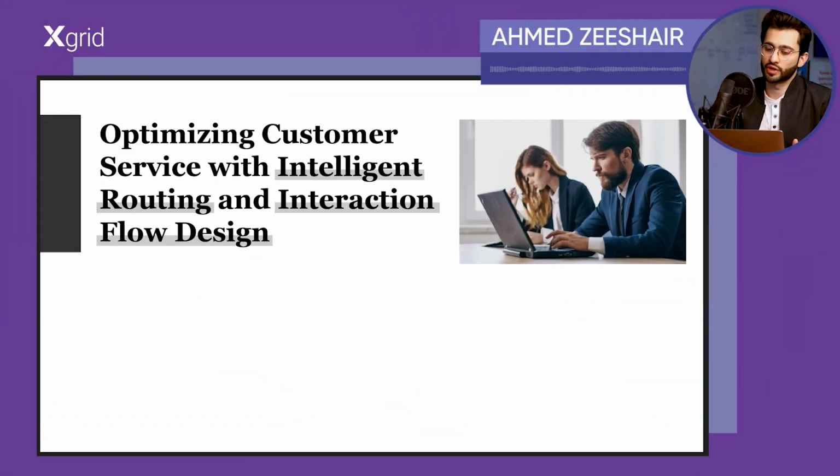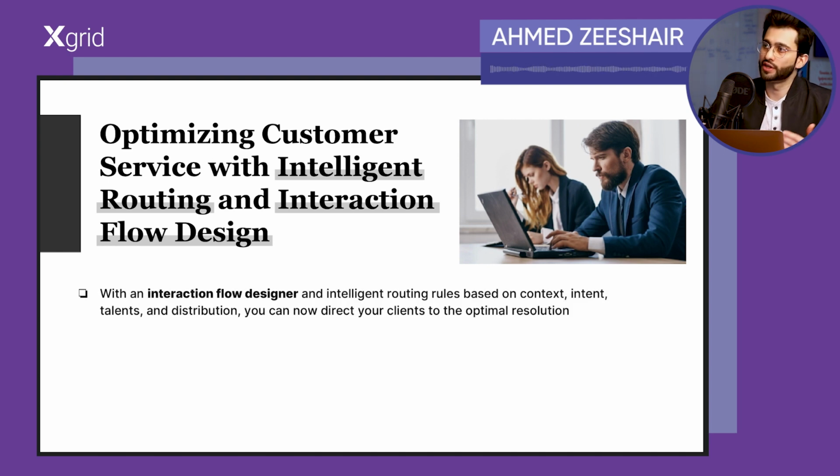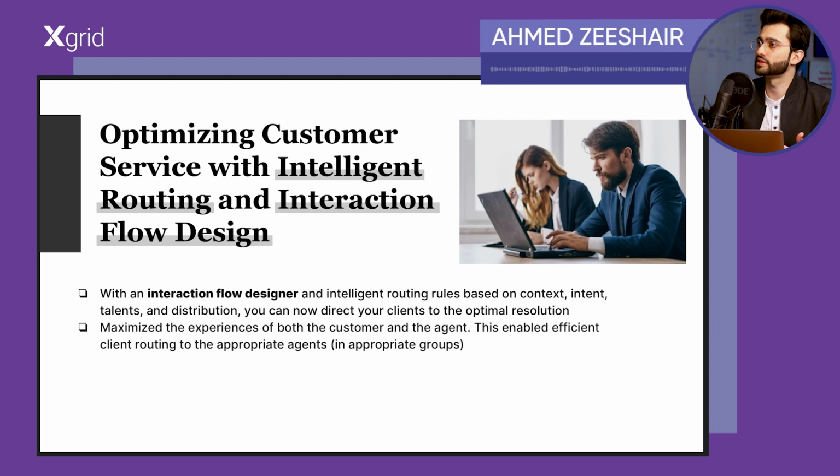Coming to the positive outcomes, there were many positive outcomes of implementing Omni-Channel case routing for our clients. So let's look at the main ones. With an interaction flow designer and intelligent routing rules based on context, intent, talents, and distribution, agents could now direct the customers to the optimal resolution. So this maximized experiences of both our clients' customers and the agent. And it also enabled efficient client routing to the appropriate agents in appropriate groups.